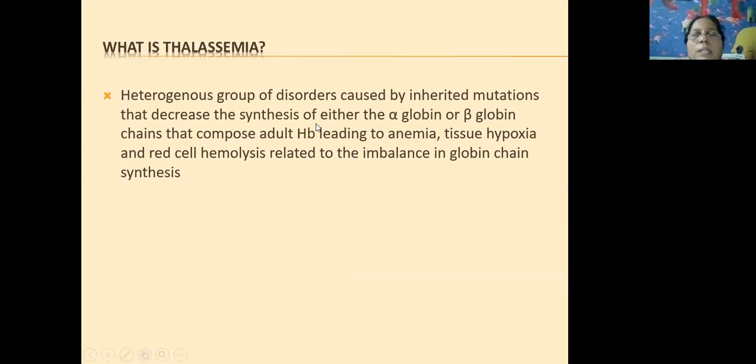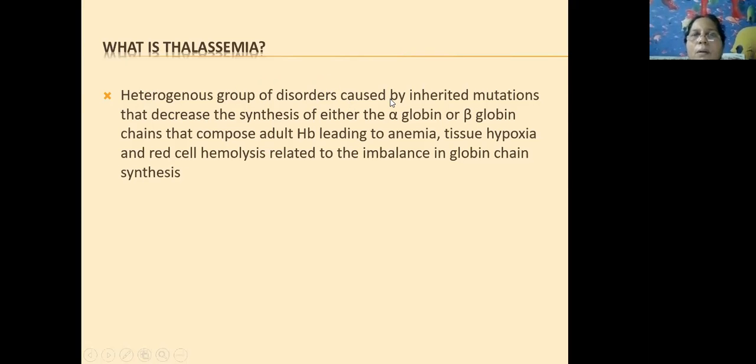So now the definition. The definitions in Robbins are fantastic. As I told you, you read the definition, you study, not just read. Then you can write most of it. So it is a heterogeneous group of disorders. You cannot say this is that. There are various types. That is what they mean by heterogeneous. It is a group of disorders.